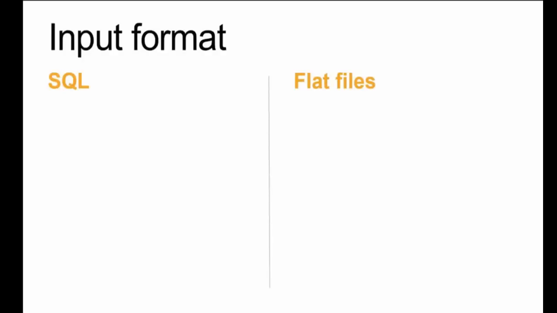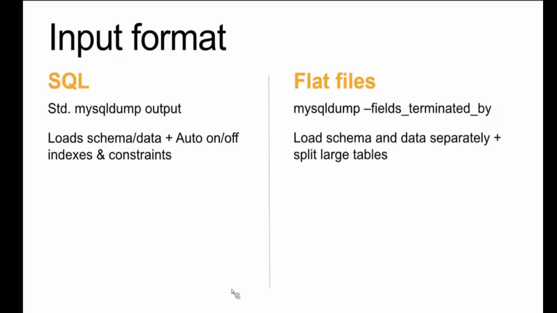So the input format is generally one of two types. For the input files, you can either input SQL or you can input flat files. So the MySQL dump utility can be used to create either type of output file. The standard for MySQL dump is to use SQL, and you can also tell it to use fields terminated by and optionally enclosed by to create a CSV, kind of a separated values file. So the same utility can be used in both cases.